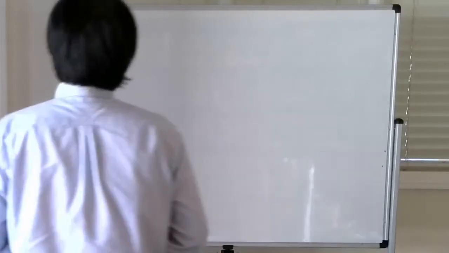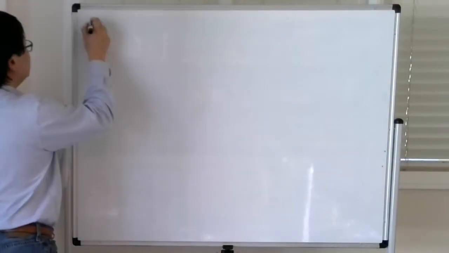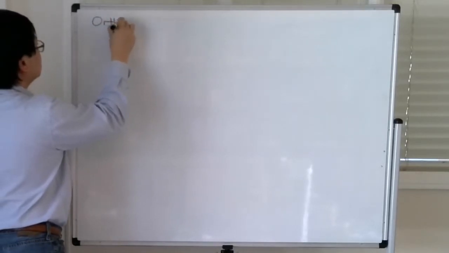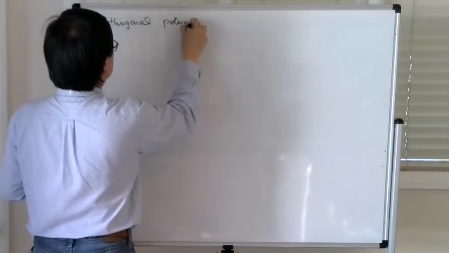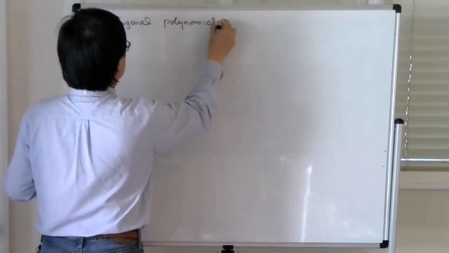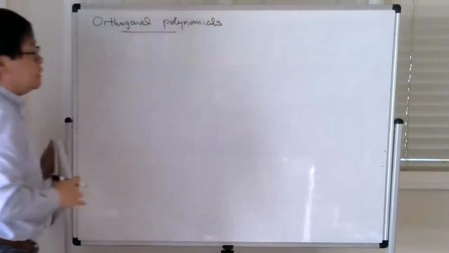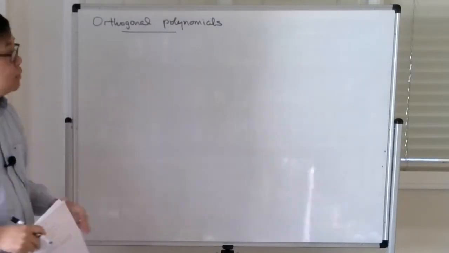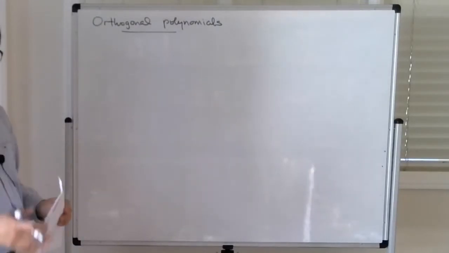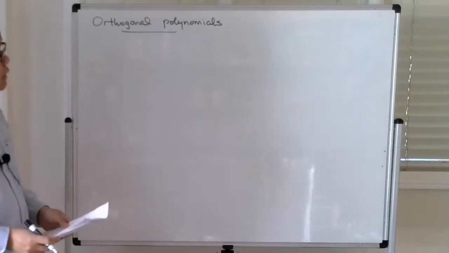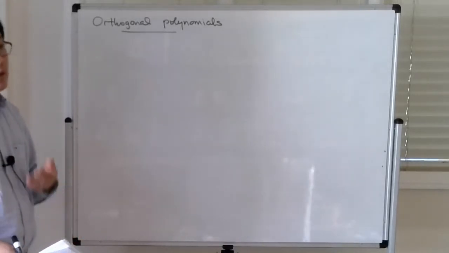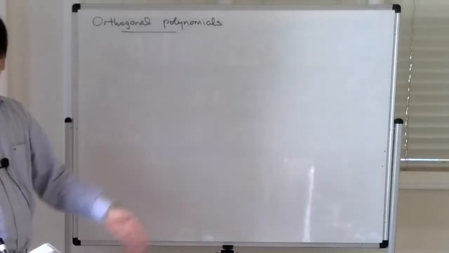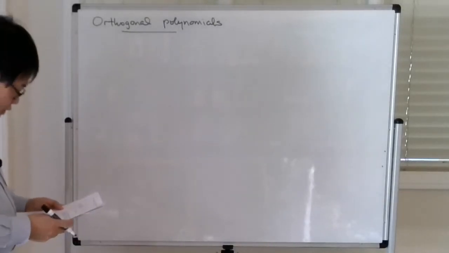All right, so now we're going to discuss this concept of orthogonal polynomials. Orthogonal polynomials are the analog of orthogonal vectors. And one way to think about this is that when you're dealing with functions, you're dealing with an infinite dimensional vector space.